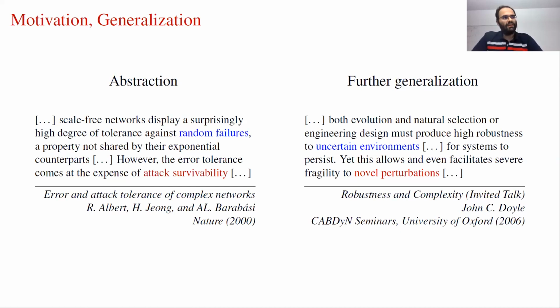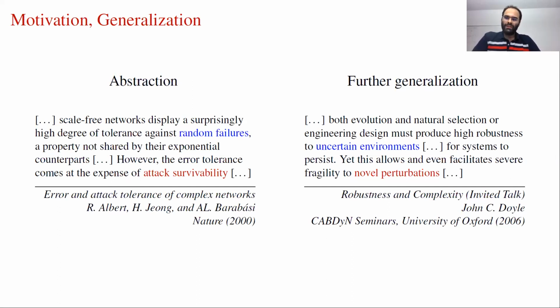And this robust yet fragile characterization of the scale-free graphs, which was an abstraction, was then further generalized by a theory that is self-consistent. And this theory basically says that if we look at networks that are evolved in a biological context or are engineered, these networks would be such that they are robust against perturbations that occur frequently in their environment. Otherwise, they would have ceased to exist and we would not have observed them.